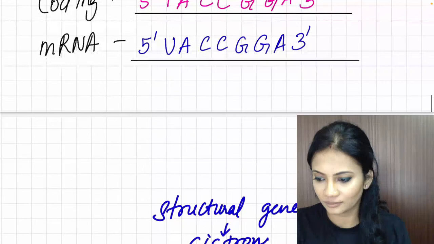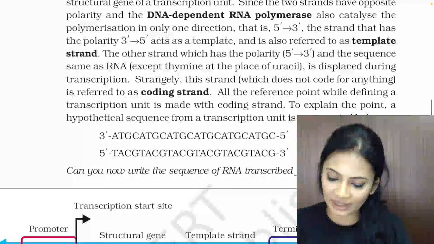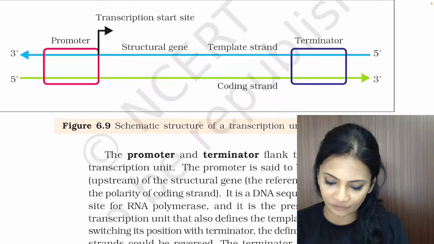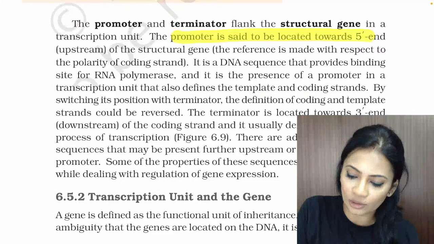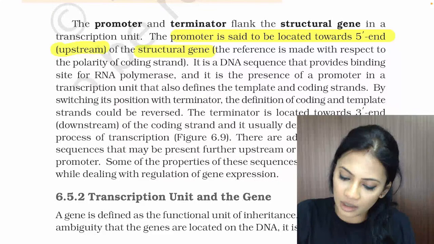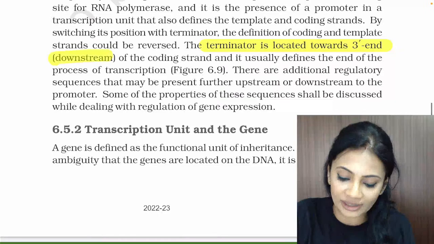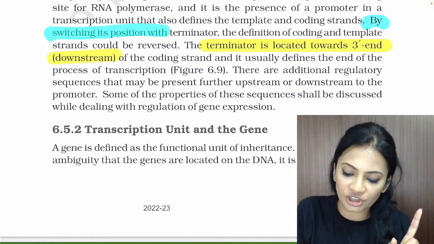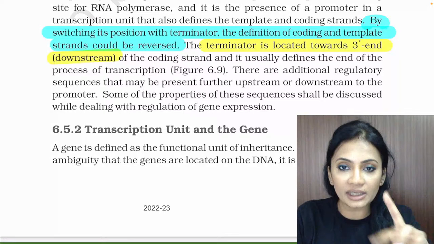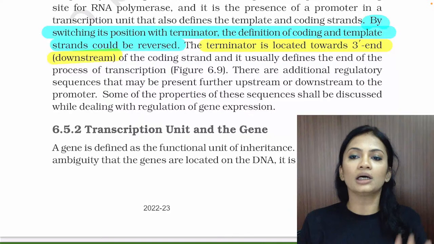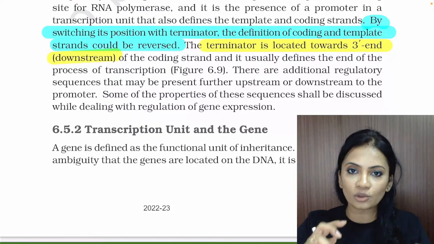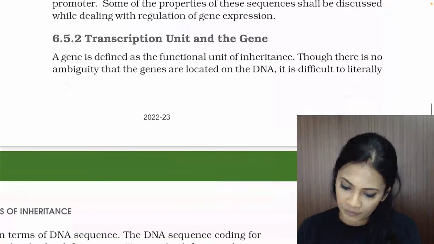All right. So kids, we are done with the transcriptional unit, everything we have covered. One thing I want you to see here is that the promoter is located at the 5' end, that is upstream of the structural gene. Terminator is located towards the 3' end, that is downstream. Also important here, by switching the position of the promoter and terminator, the definition of coding and template strands could be reversed. So just based upon where the promoter and terminator are, you can change which is the coding strand and which is the template strand.